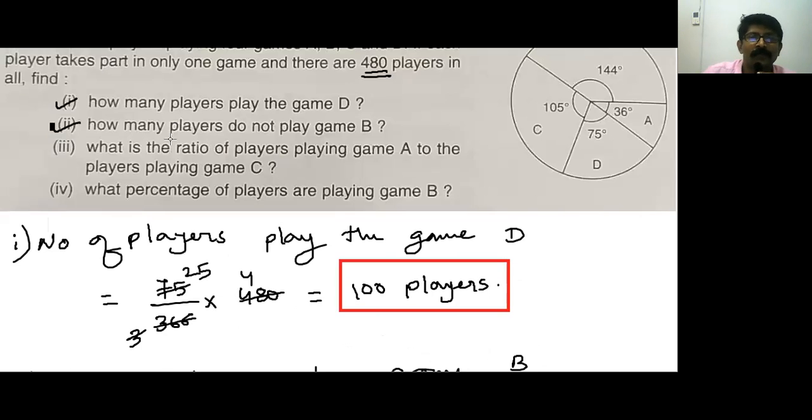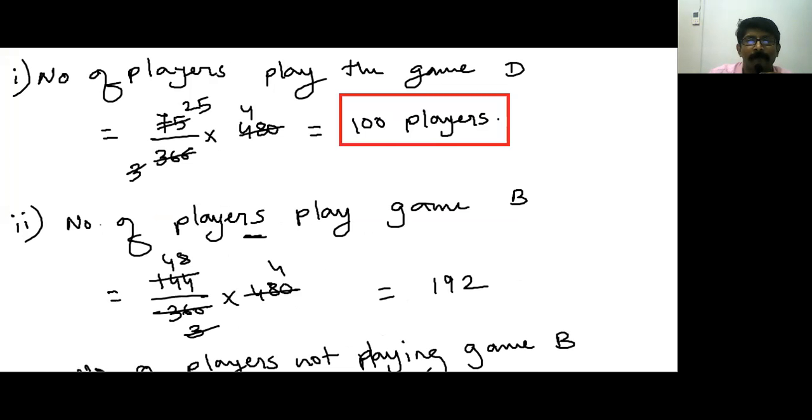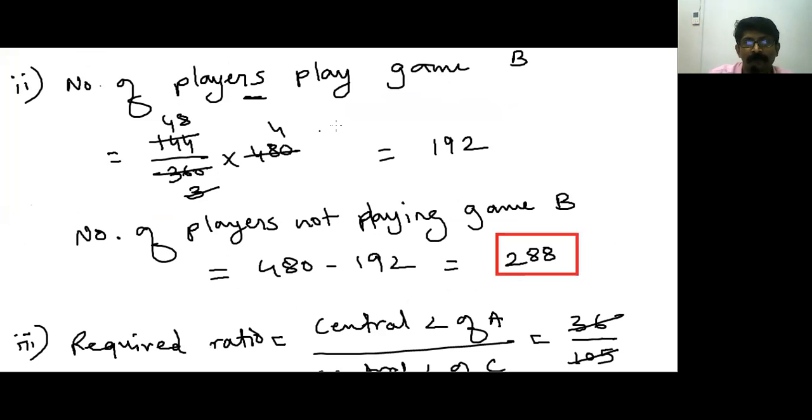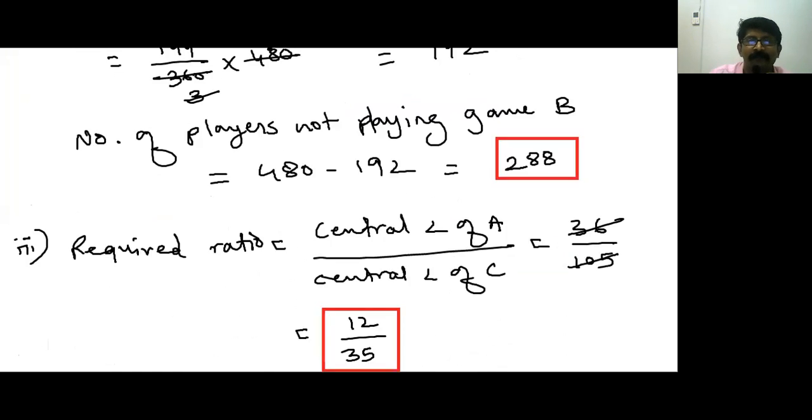Okay, now what is the third part of the sum, students? Okay, we've finished that. Now what is the fourth subpart of the sum? The fourth subpart is: what percentage of the players are playing game B? Okay, we've already calculated the number of players who are playing game B. That is 192. So that is 192 out of 480 into 100. Simple. We have to calculate percentages.